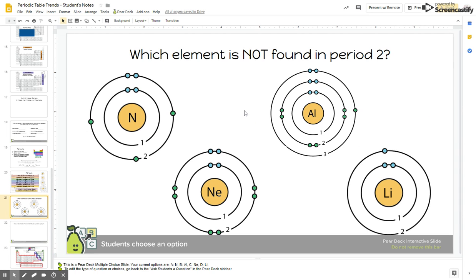Once we did this, we answered a question. So it says, which element is not found in period 2? And actually for this question, you don't even need a periodic table because we know in period number 2, we would have 2 shells or 2 circles around our nucleus. So if I look at all of my Bohr models down here, there is only 1 that does not have 2 shells, and that would be Al right here, aluminum.